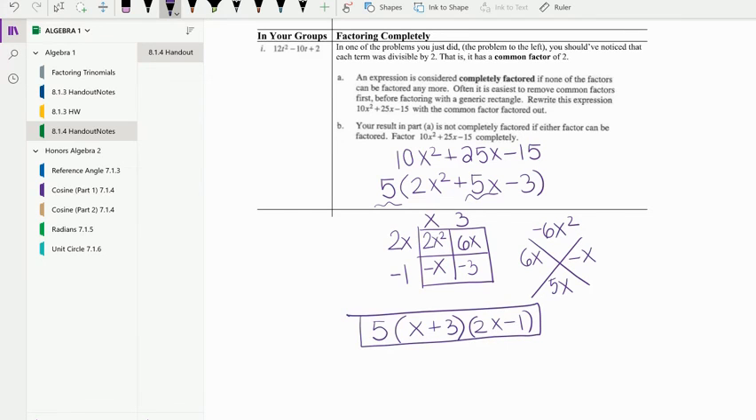So really, this is the same thing as we've been doing. The only difference now is that whenever you factor, your first step should be, can I take something out? Is there a greatest common factor? And if there is, then you would take that out, factor as normal, and put that GCF in your final answer. And that's it.